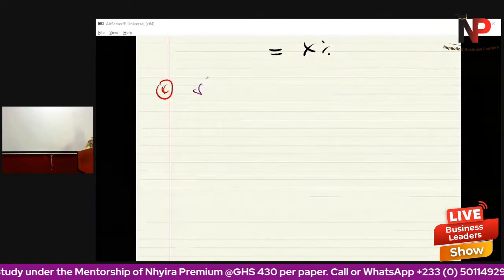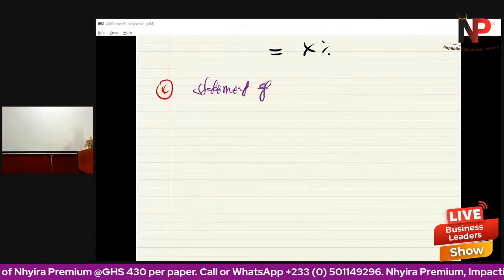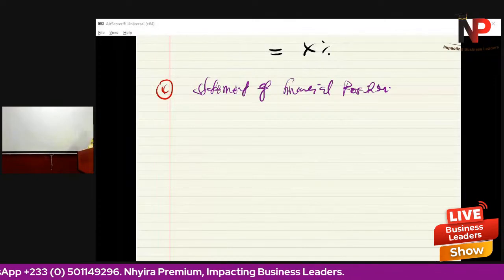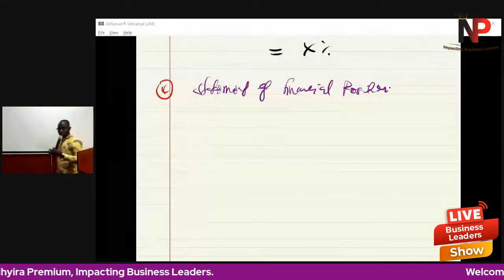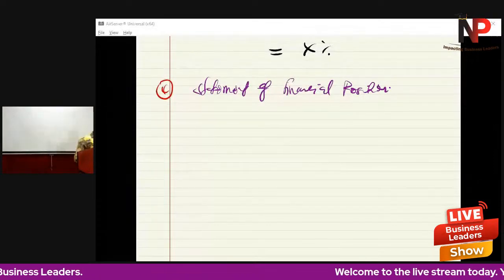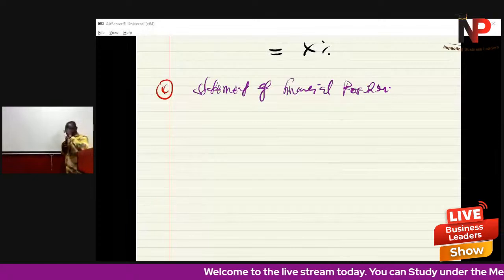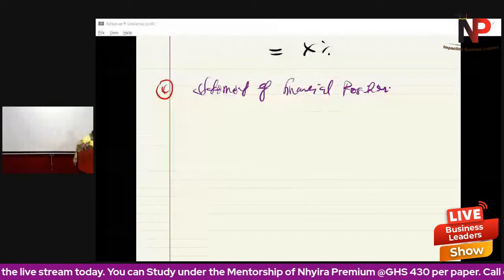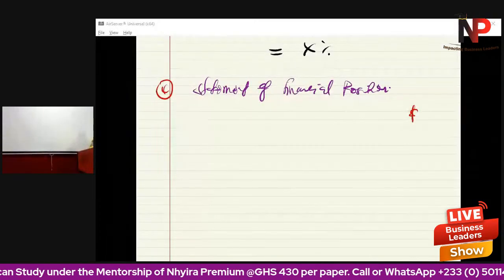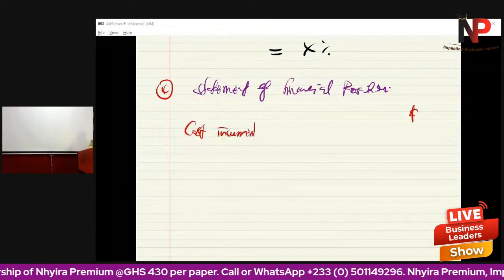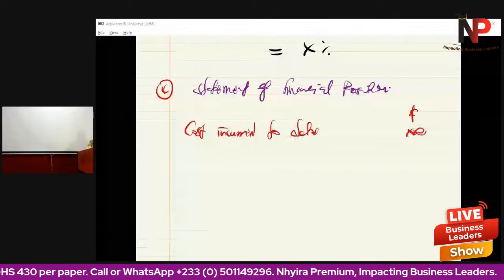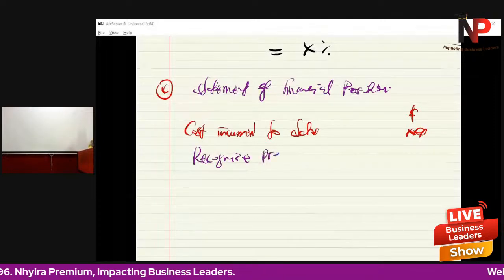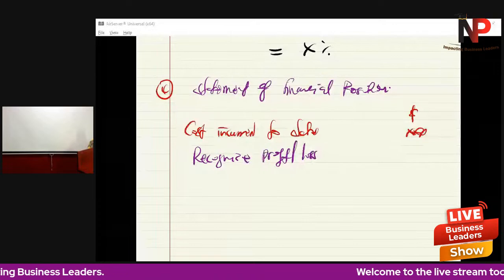What will be recognized on the face of the statement of financial position? On the face of the statement of financial position, we are going to be looking at receivables and contract assets and liabilities. Please stay with me very carefully. So we will have those formats coming in. We'll bring in cost incurred to date. That will be brought here. Then we'll bring in the recognized profit or loss generally.